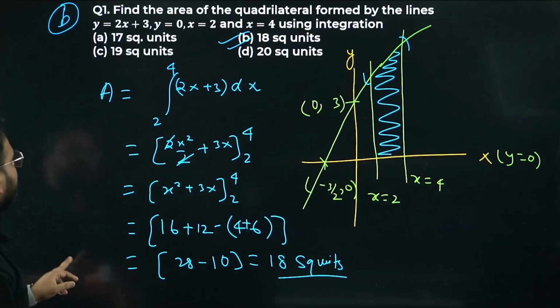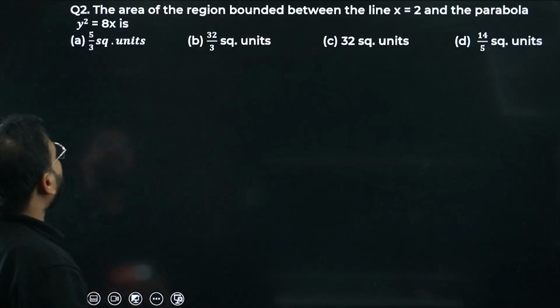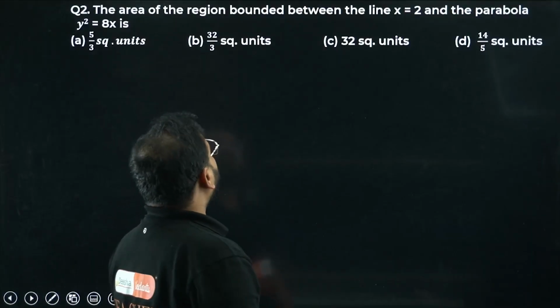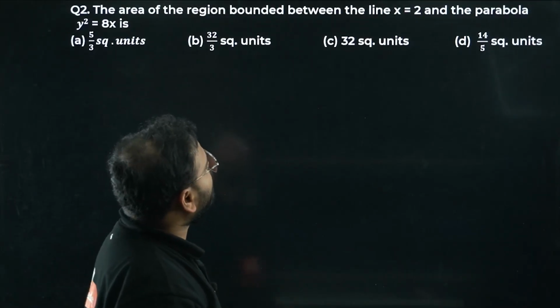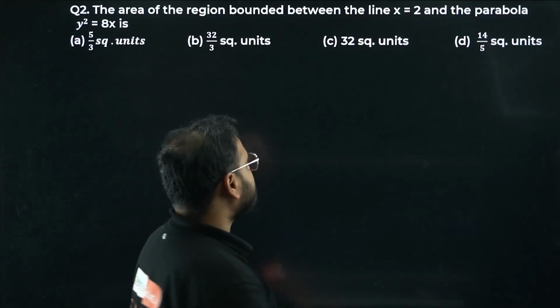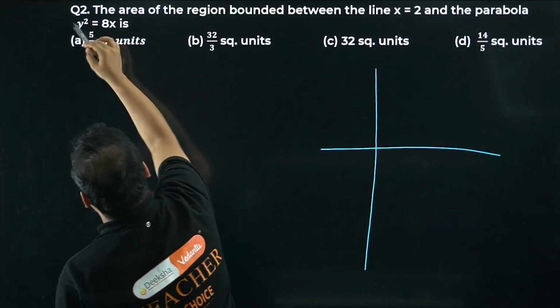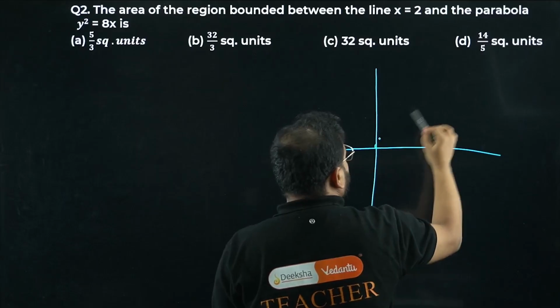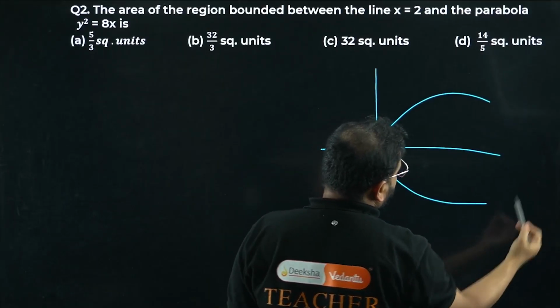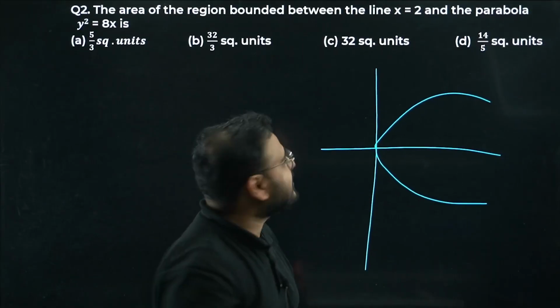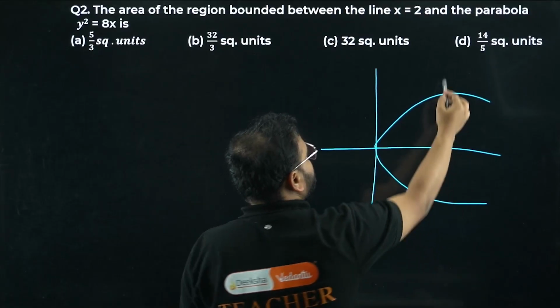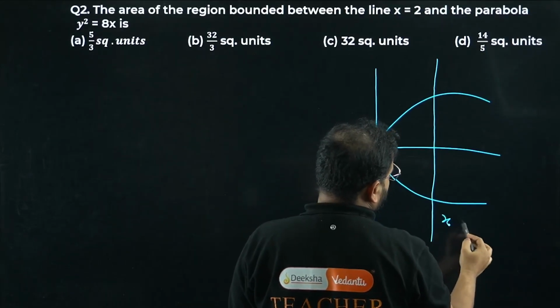Let's move on to question number 2. Do we have question number 2 here? Yes. The area of the region bounded between the line x equal to 2 and the parabola. Okay, all right. Parabola y square, symmetric about x-axis. This is the curve, right? Not perfect, but please accept it. We have a line x equal to 2. X equal to 2 is this line.